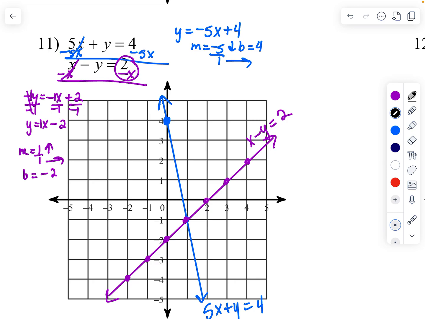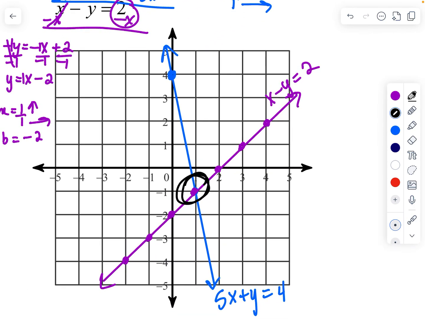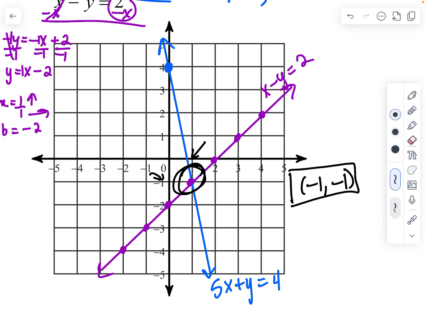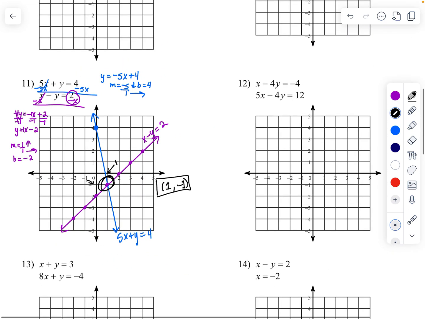Where do they cross? They cross at one point, which is right here. And I know it's a little bit hard to see, but that x value right here is at negative 1. And the y value is right here, which is also negative 1. So that is my solution. Negative 1, negative 1. Oh, I'm sorry, positive 1. I'm not paying attention. Positive 1, negative 1. This is positive 1. Okay?